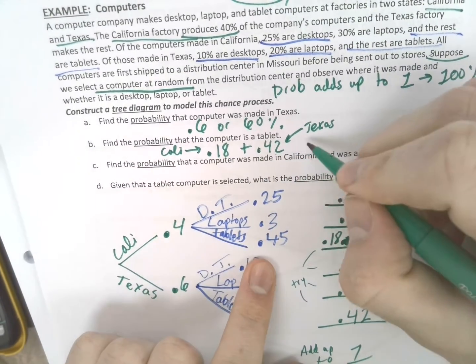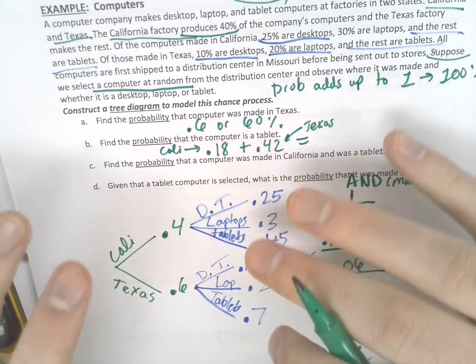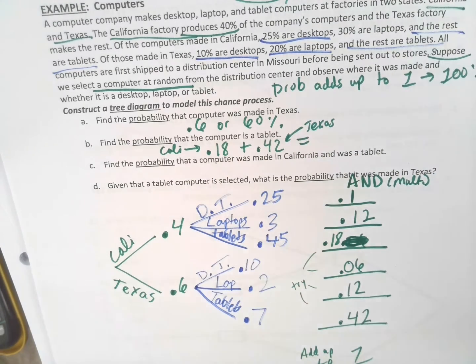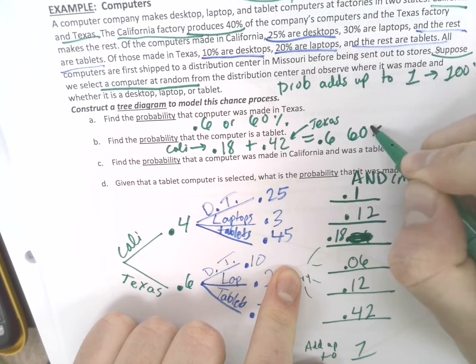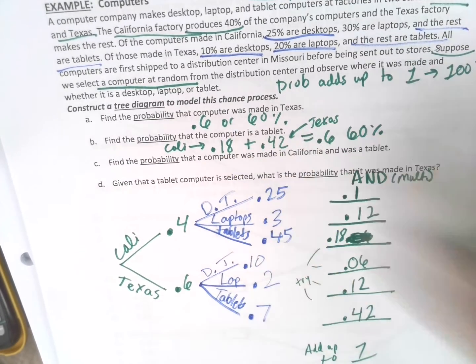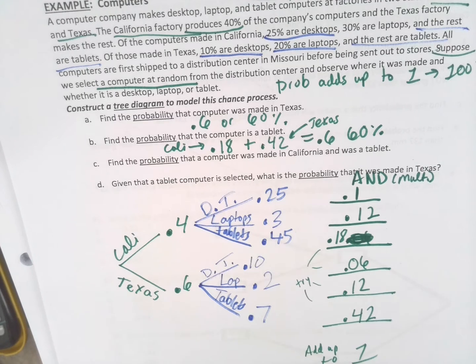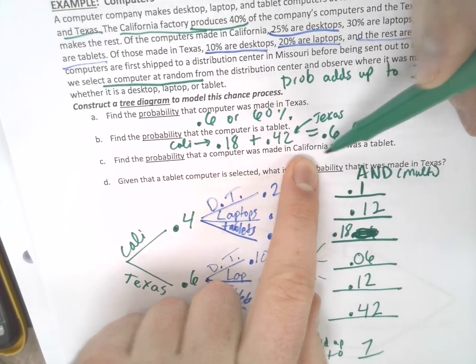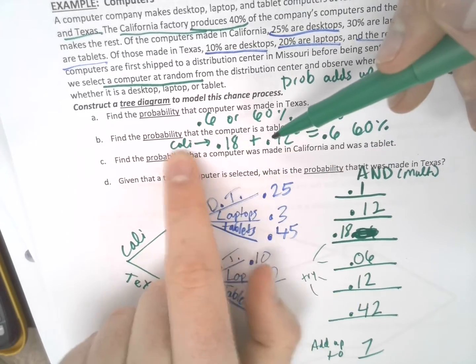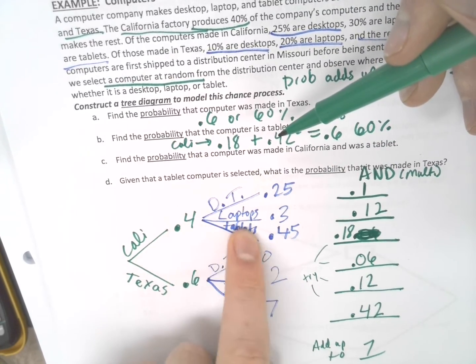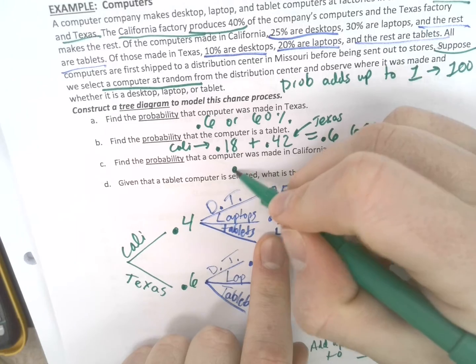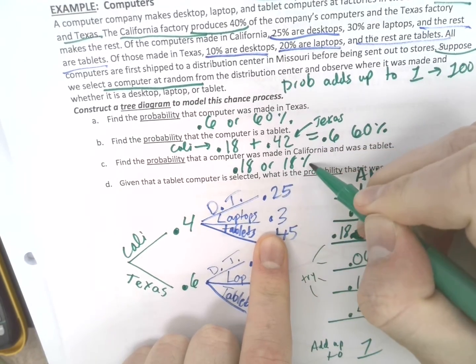And so what would be the total chance that no matter where our computer came from, that we would get a tablet? Well, add them up. They give you 0.6, or about 60% chance that the random computer you got from either one of these centers was a tablet. Sorry, got a little tongue-tied there. How about this? Find the probability that a computer was made in California and was a tablet. Well, heck, we just did that. The fact that it was California, was a tablet, we know that that would be 0.18, or 18%.